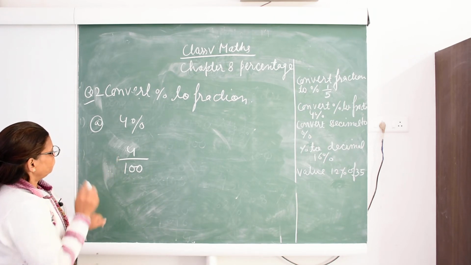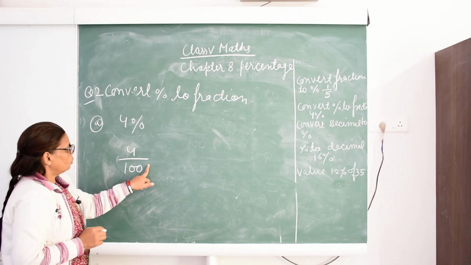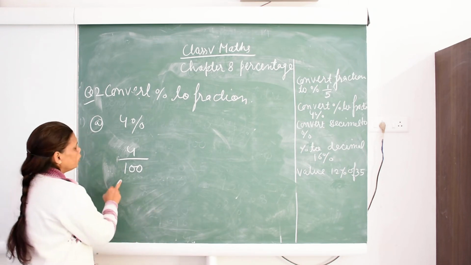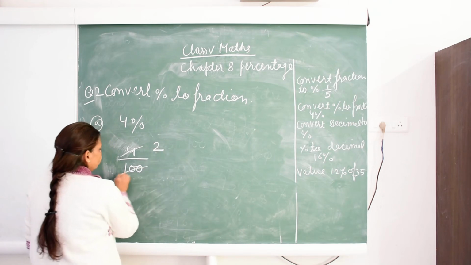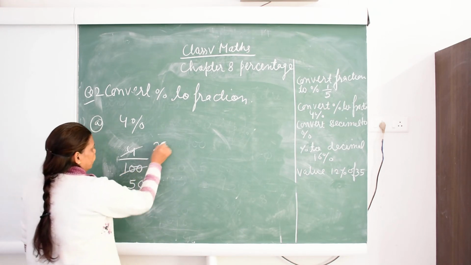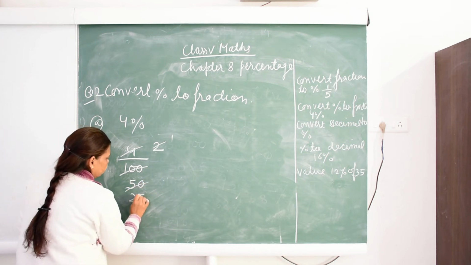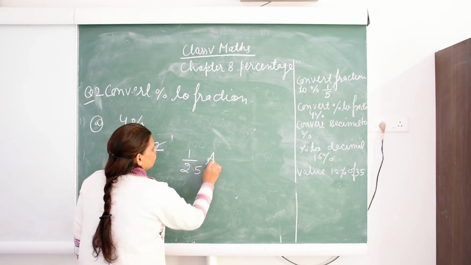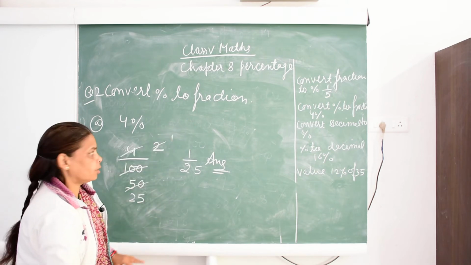Now the percentage is already given here, so there is no need to multiply with 100. So simplify it, reduce it to the simplest form. 2 2s are 4, 2 5s are 10, again 2 1s are 2, 2 2s are 4, and 2 5s are 10. So 1 upon 25 is your answer.